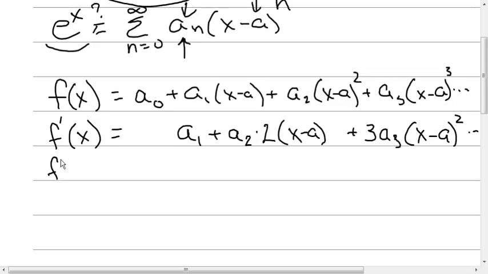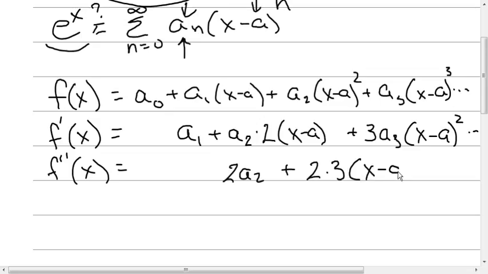And f double prime, the second derivative, is equal to, well, this becomes 0, so now we get 2a2. The next term is 1 now, so that's plus, now we have to bring the 2 down, we get 2 times 3 times (x minus a), and so on. And we could keep going on this way.